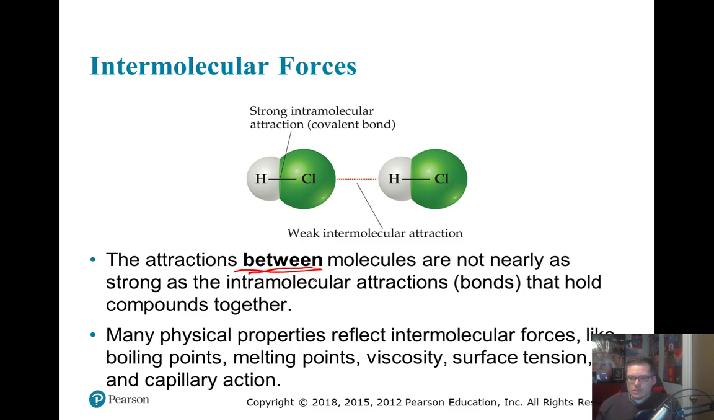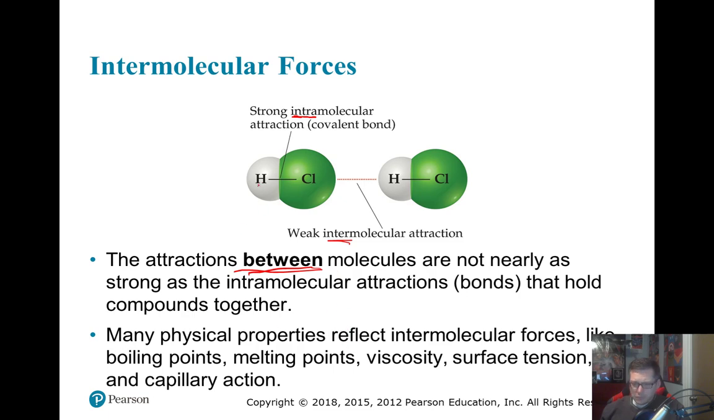Okay, so like they've got two hydrogen chloride molecules shown here, and they've got this bond that's attaching the hydrogen and the chlorine. Those are known as intramolecular forces. Essentially these are what makes up our bonds, and we've talked a lot about bonds. We've talked about ionic, covalent, and metallic bonds. The forces that attract two different molecules together are known as intermolecular forces, or intermolecular attractions.